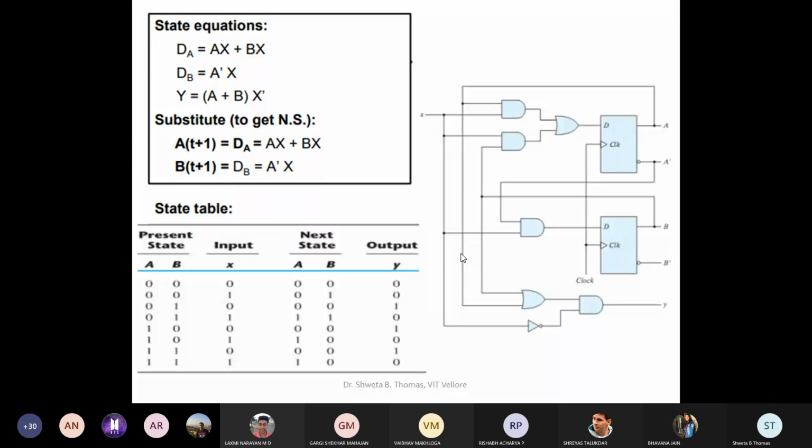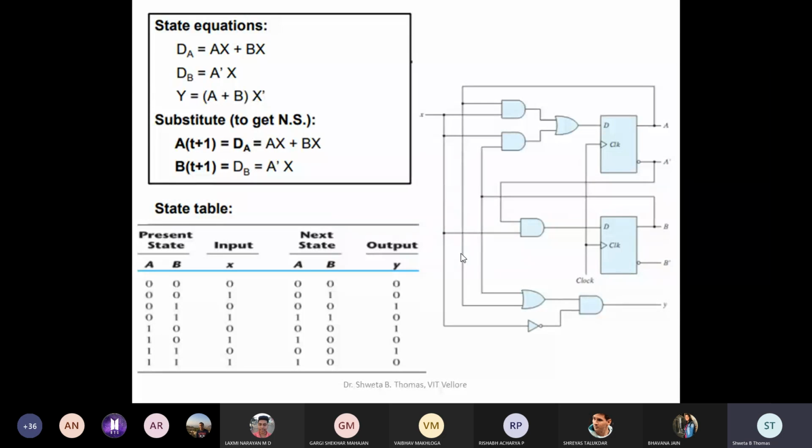In an exam, you may not expect the same kind of circuit; some variation may be there, but the concept will be the same. Similarly, for the Y output, just see the diagram. There is an OR gate, one inverter, and one AND gate. The first input of the OR gate is A, so this is A plus B multiplied by X complement. This is giving you the output Y.